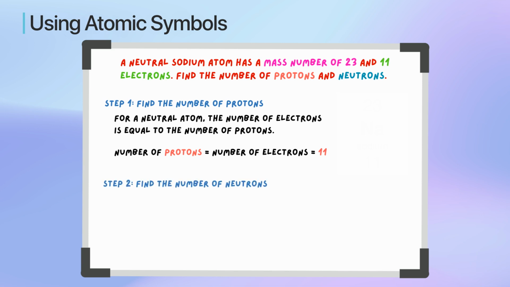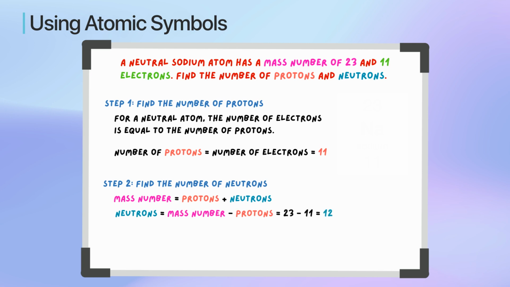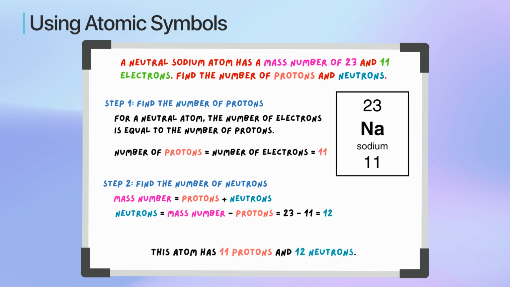Next, we calculate the number of neutrons. We can rearrange our equation mass number equals the number of protons plus the number of neutrons to find out how many neutrons are present. When we plug in the values, we get 23 minus 11, which equals 12. Our final answer is this atom has 11 protons and 12 neutrons.